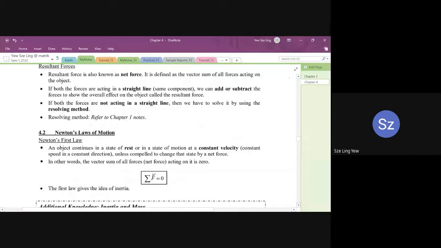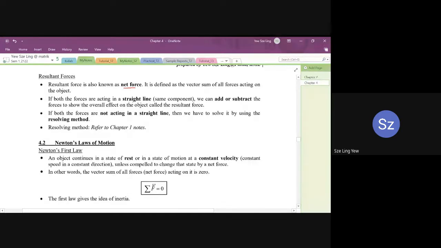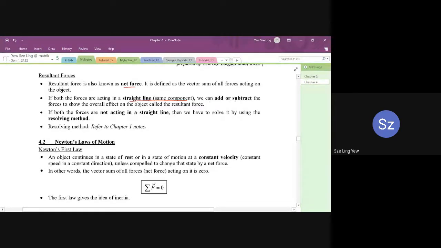So resultant force is also known as the net force. It is defined as the vector sum of all forces acting on the object. If the forces are acting along a straight line, which is the same component, then you can just add or subtract. That's why I say it's very important to see the free body diagram. If you're just looking at one component, for example just the x component, and all forces lie on the x component, then done. You can just add or subtract.